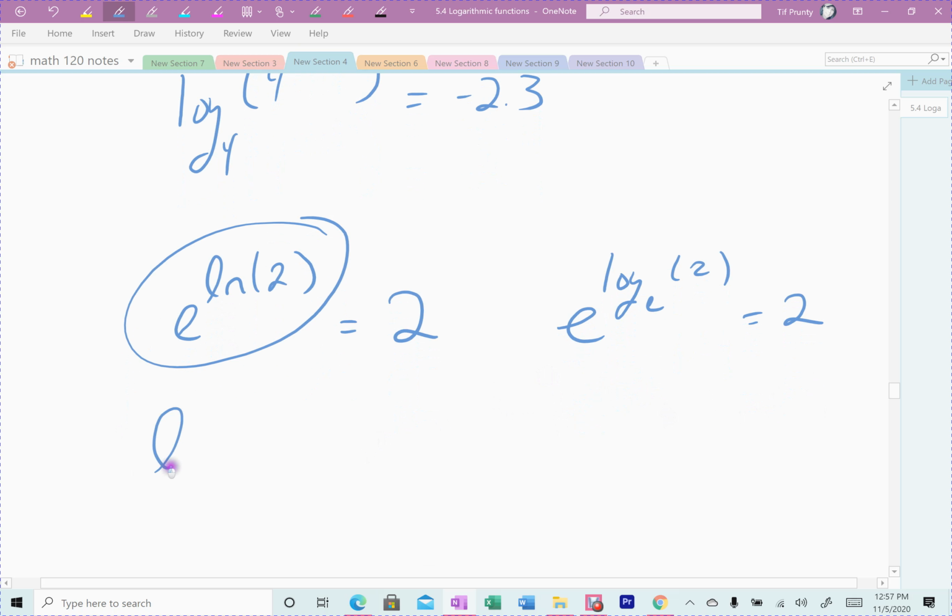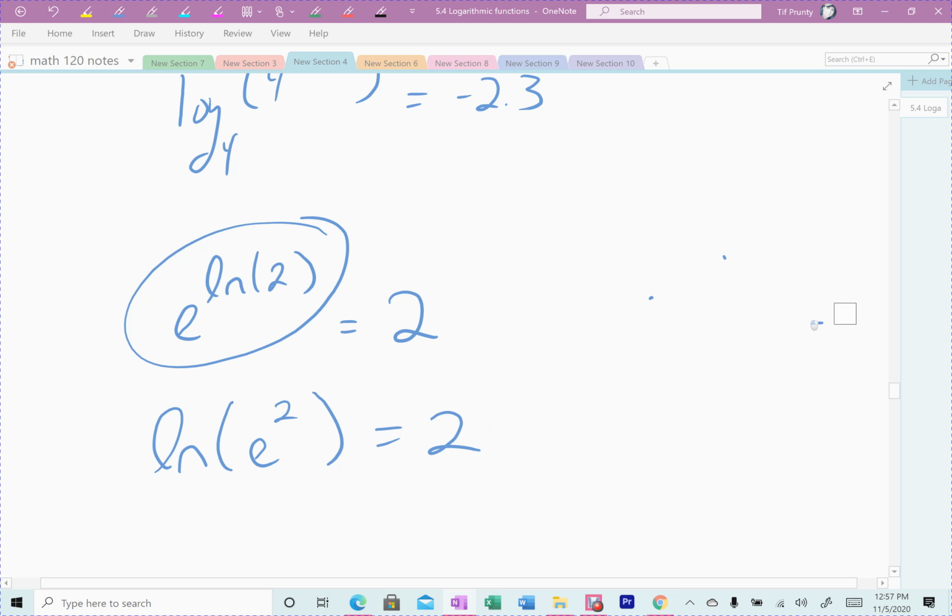Same thing if I wrote it the other way around, natural log of e squared. Same thing. Gives you out 2. And so again, that comes from the fact that they're inverses. I think the book has a problem like this, so I wanted to do one. So 5 raised to the log base 5 of pi. Well, the 5 and the log base 5 cancel each other out, and so the answer to that is pi.